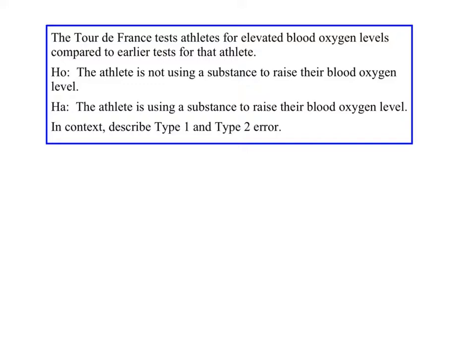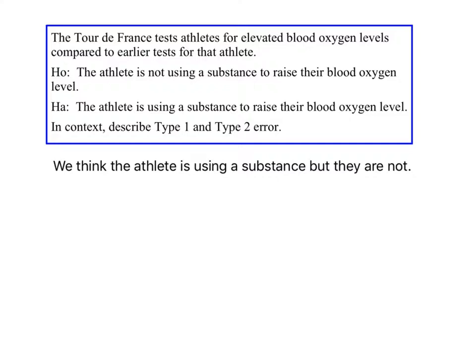In context, describe type 1 and type 2 error. Remember, type 1 error is rejecting the null when the null is true. So if I reject the null, I say they are using a substance, but in fact they're not. So there's your type 1 error. We think the athlete is using a substance, but they are in fact not using it. Okay? So that's type 1.